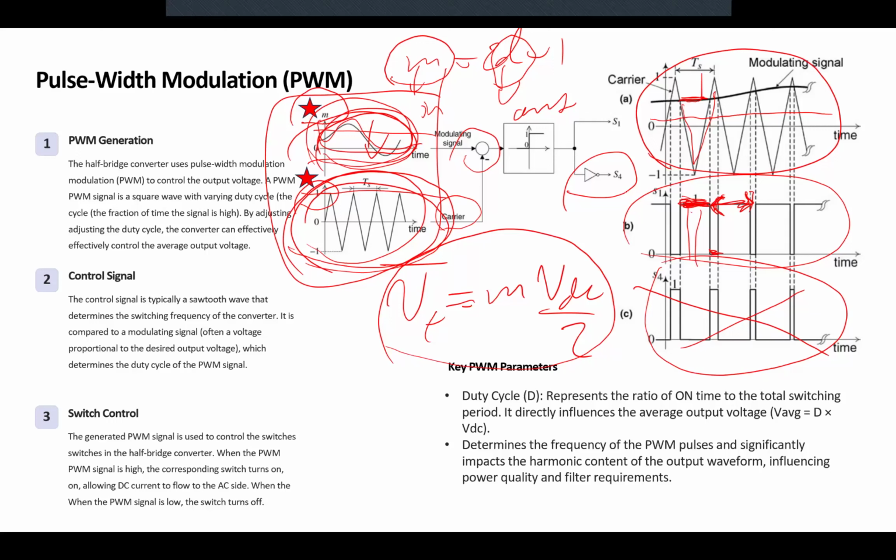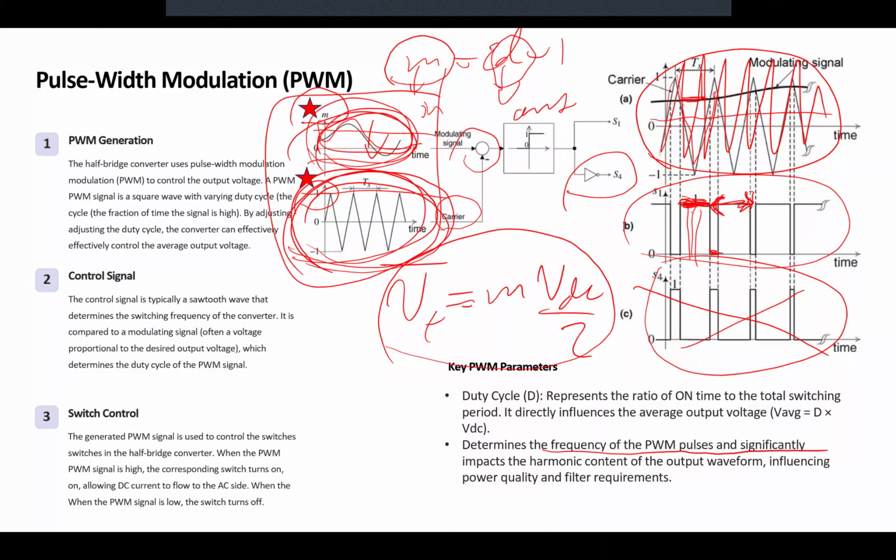The frequency of PWM pulses, okay, which is the frequency of our carrier. If I increase the carrier frequency, that means we have a sharper carrier signal. Okay, then we have different switching at the output. Make sense? So two parameters in PWM change the output.